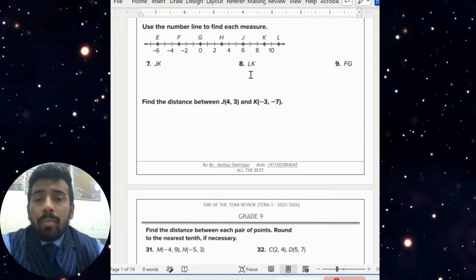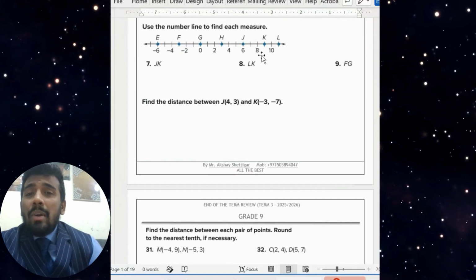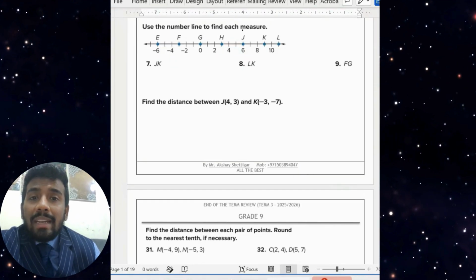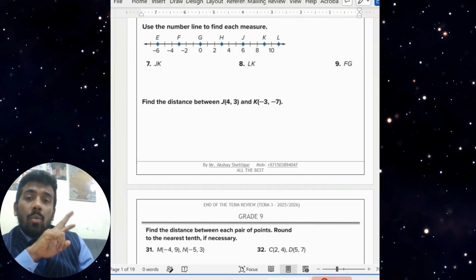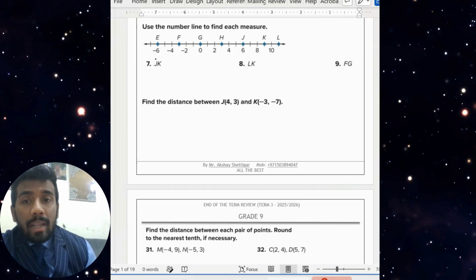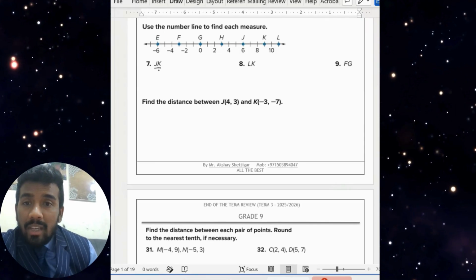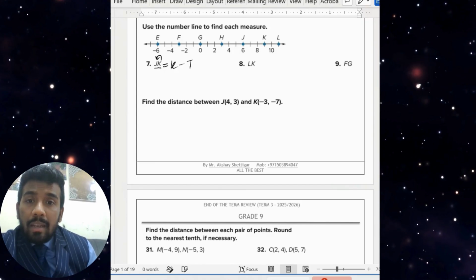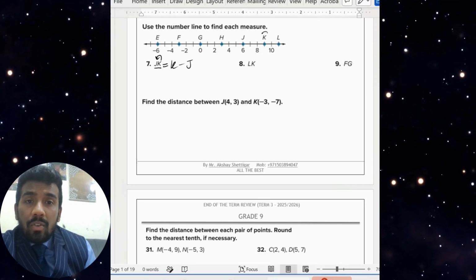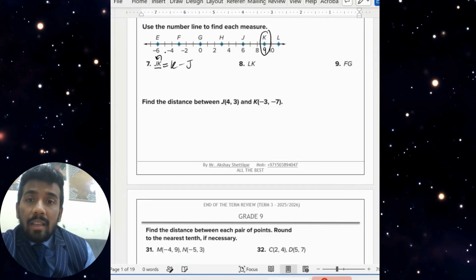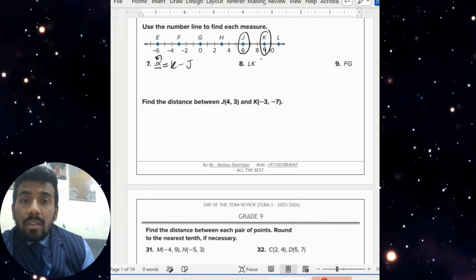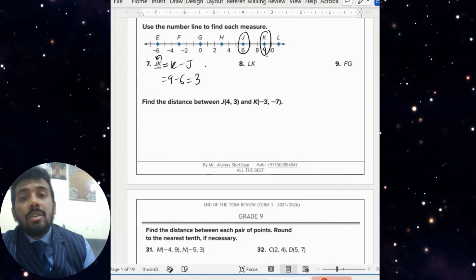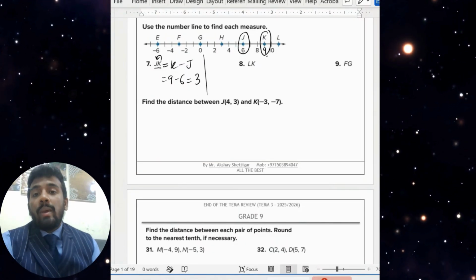Okay, before going into the next topic, let's do a recap for this question. Use the number line to find each measure. I told you two ways to do it: one is the textbook way and one is by counting. How will you find JK? We'll do K minus J. Now what is K? It's not written any number, so after 8, that's 9. And J is 6. So we do 9 minus 6, that's 3. This is the textbook way.